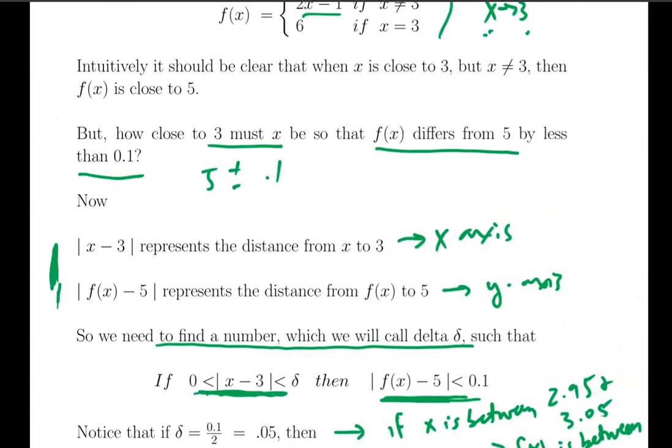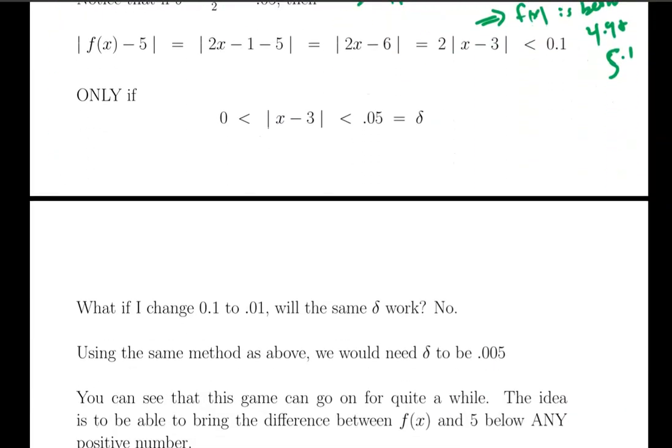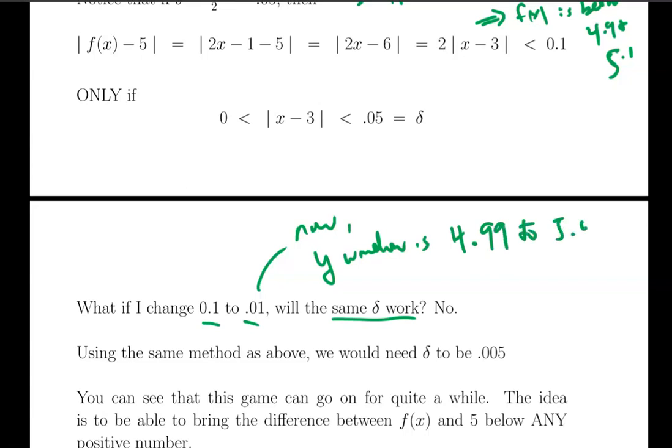So right here, how close to 3 do we have to be so f of x differs by less than 0.1? Well, we have to be within 0.05. We actually found an answer to that. So what happens if I change the 0.1 to 0.01? Do you think the same delta will work? In other words, now the y window is what? Well, 0.1 was 4.9 to 5.1, so 0.01 is 4.99 to 5.01. So I've tightened the window up significantly.